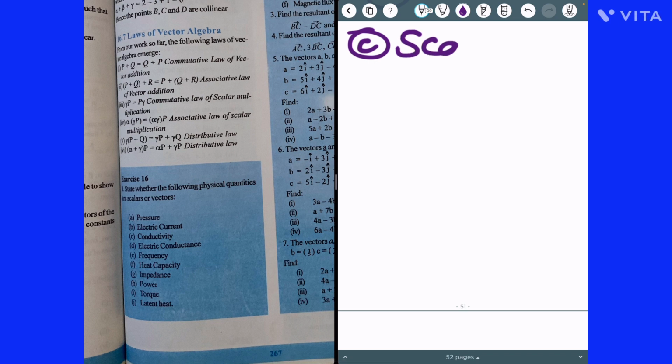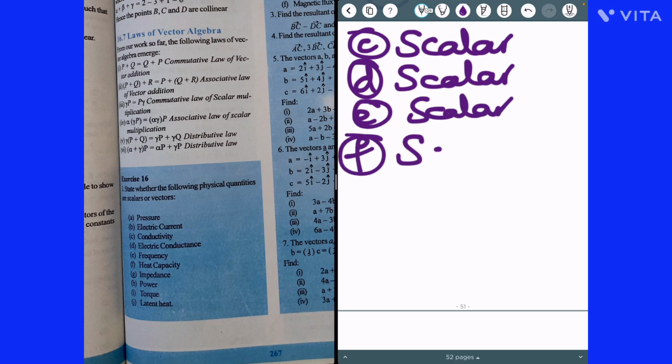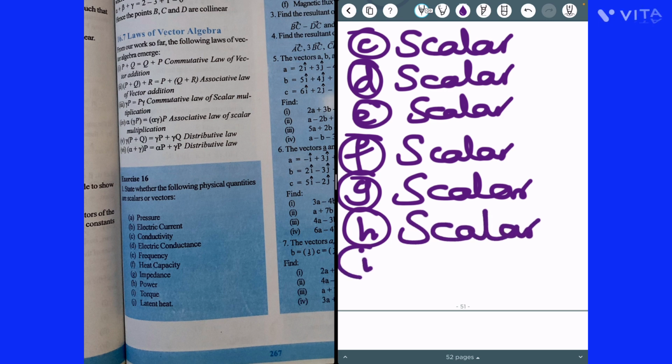Conductivity is a scalar quantity. Only magnitude, no direction. Electric conductance, scalar also. E, frequency, scalar also. F, heat capacity is a scalar quantity. G, impedance is a scalar quantity. Impedance means total resistance in an AC circuit. Power is scalar. Power is also a scalar quantity.